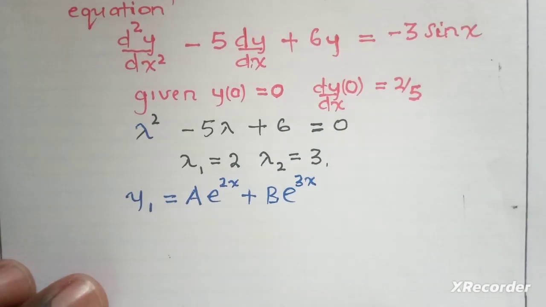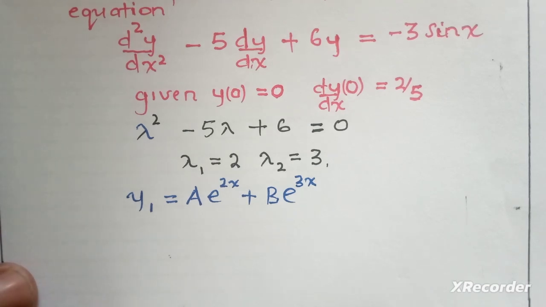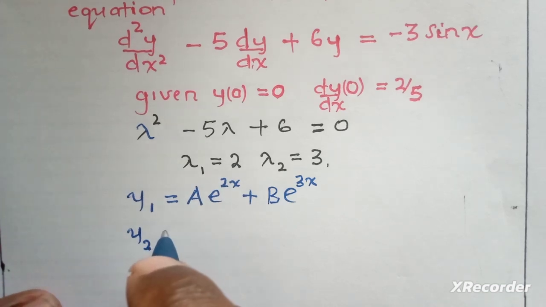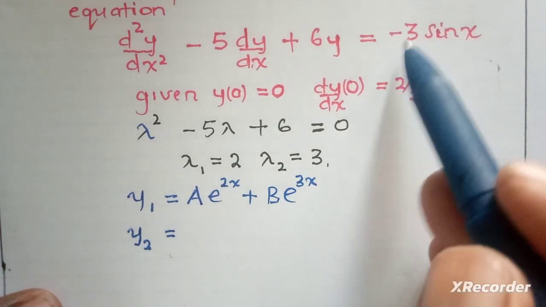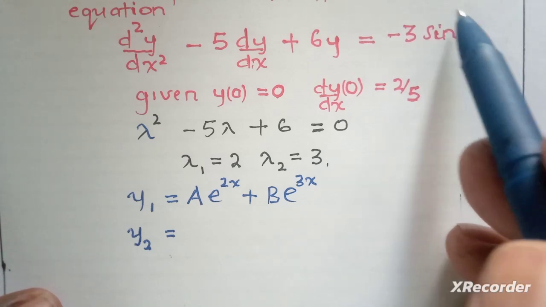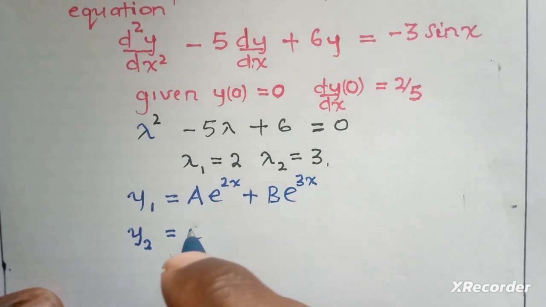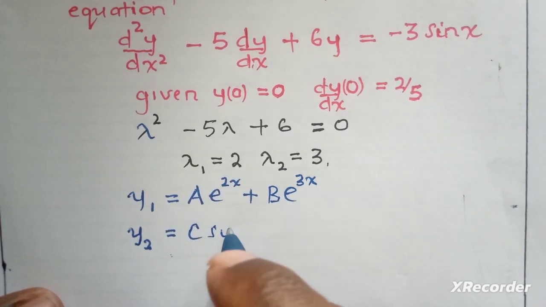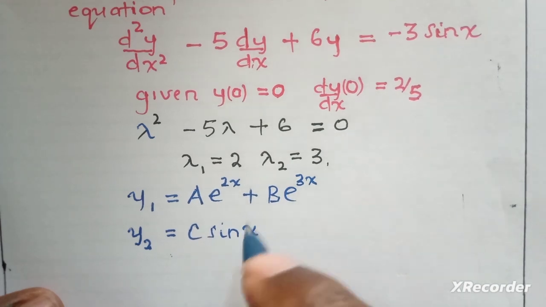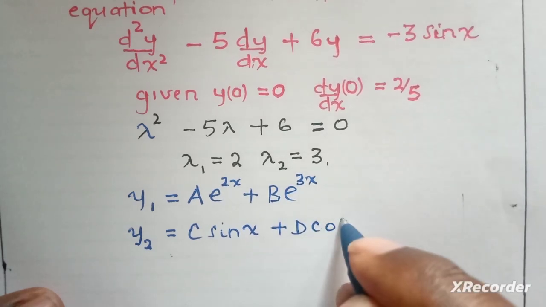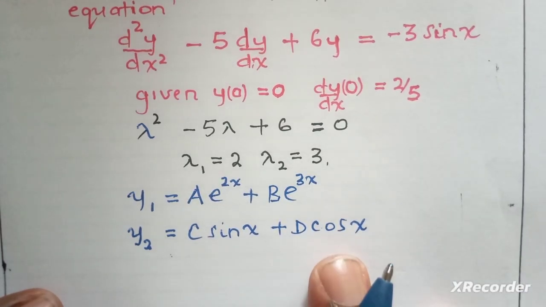Now guys, we come and find out the particular integral, which is y2. So for y2, we look at this equation here, negative 3 sine x. Having an equation in that format, we usually give it this form: y2 equals c sine x plus d cos x. So that is the format we usually put it.